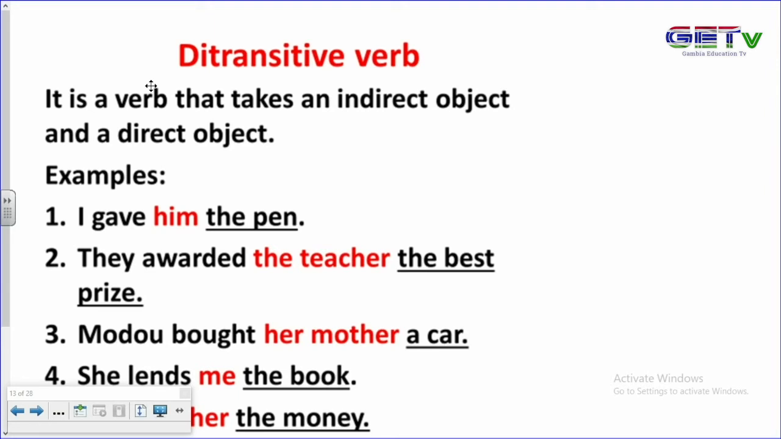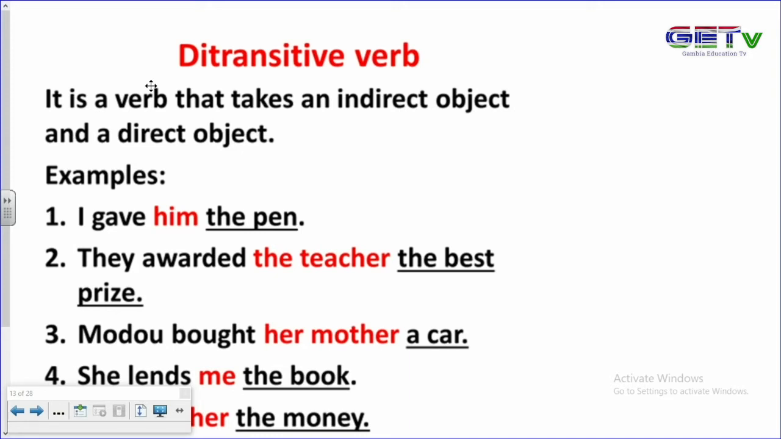Modou bought her mother a car. Here we have two objects, a direct and an indirect. As we discussed earlier, the ditransitive verb takes two objects, direct and indirect. So if you look at this, in Modou bought her mother a car, a car is the direct object, even though it didn't come after the verb, because that's what Modou actually bought. So her mother becomes the indirect object. So you can see the indirect objects are in red color and the direct objects are underlined. So we move on.